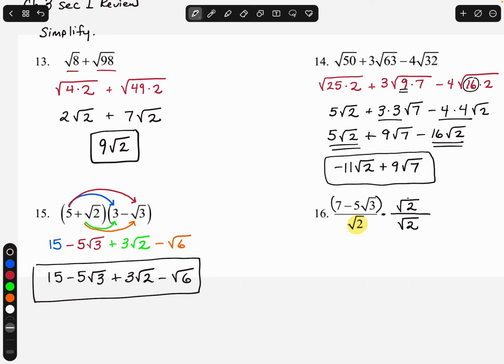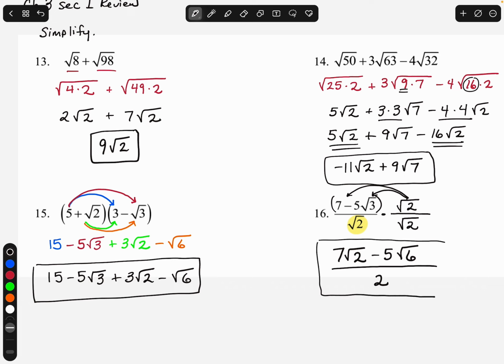So on the top, we're going to be distributing the square root of 2 through. So 7 times the square root of 2 is 7 times the square root of 2. Minus 5 radical 3 times the square root of 2 would be minus 5 times the square root of 6. And then on the bottom, radical 2 times radical 2 is just radical 4, which is just 2. Since 7 and 2 don't reduce, and 5 and 2 don't reduce, I'm going to go ahead and just leave it in this form: 7 times the square root of 2 minus 5 times the square root of 6, all divided by 2.